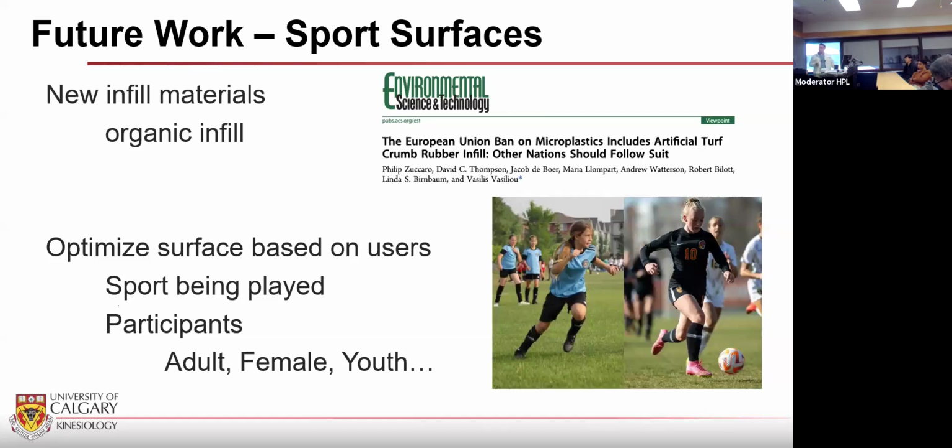As well, looking at how the optimal surface properties may differ based on the participants. So preparing the optimal surface for an adult male or an adult female, as well as looking at the optimal properties for youth. So if the field is going to be mostly used by youth athletes, then they likely require substantially different mechanical properties than a surface that's optimized for an adult male.